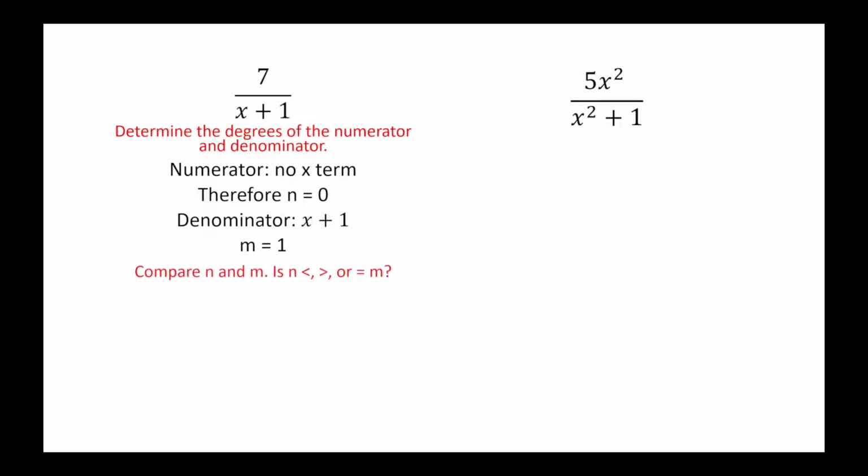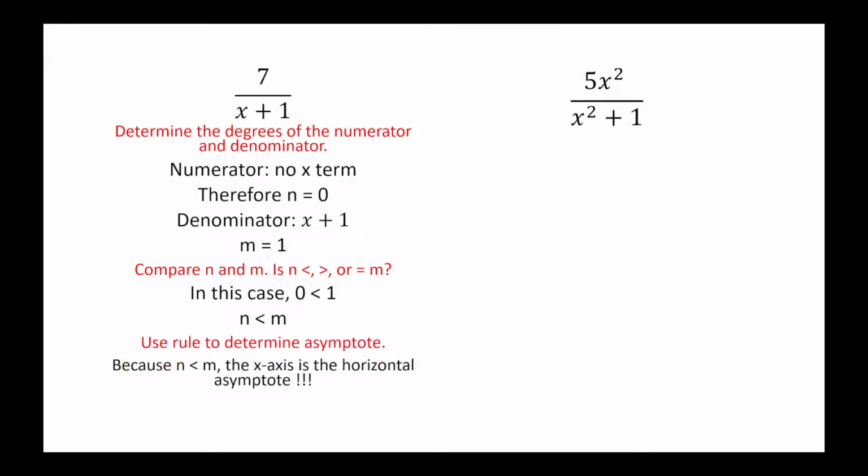So let's go ahead and compare n and m. Is n less than, greater than, or equal to m? Well, 0 is less than 1. And so n is less than m. Now let's go back to our rules. What does that mean? Because n is less than m, the x-axis is the horizontal asymptote in this case.